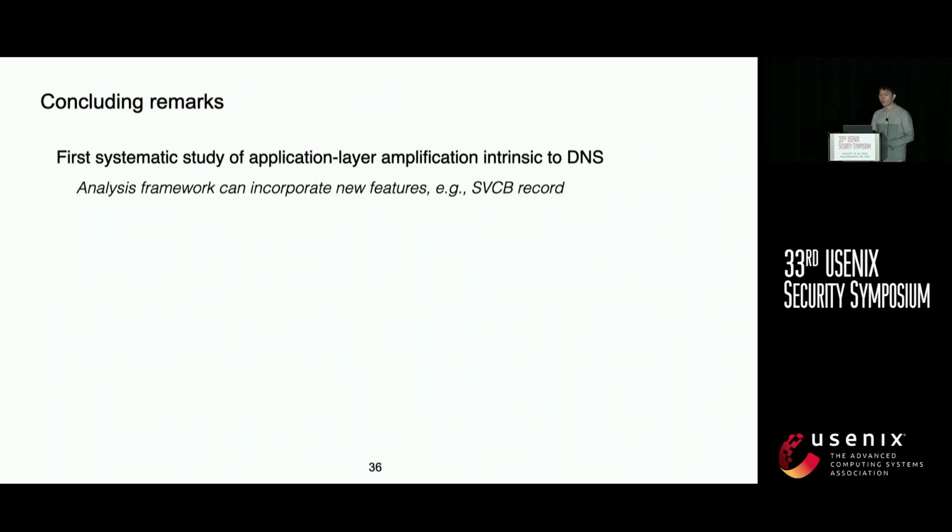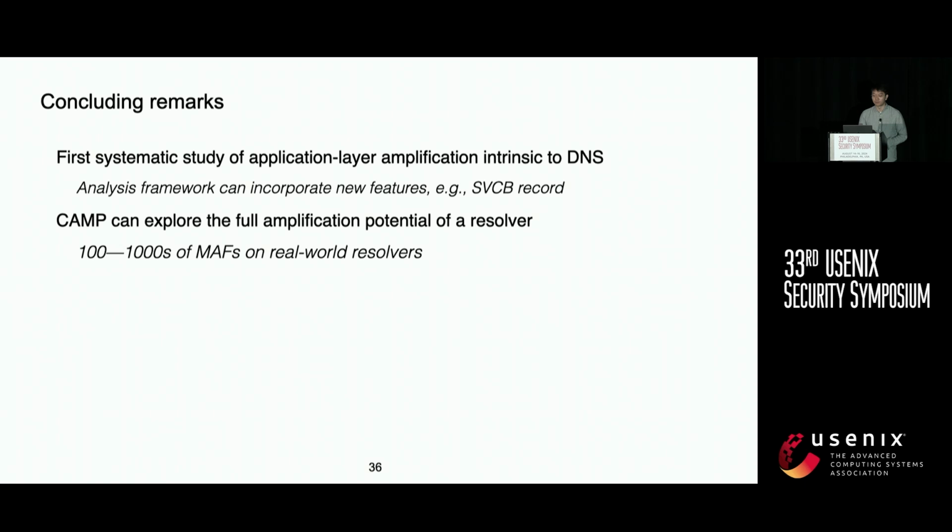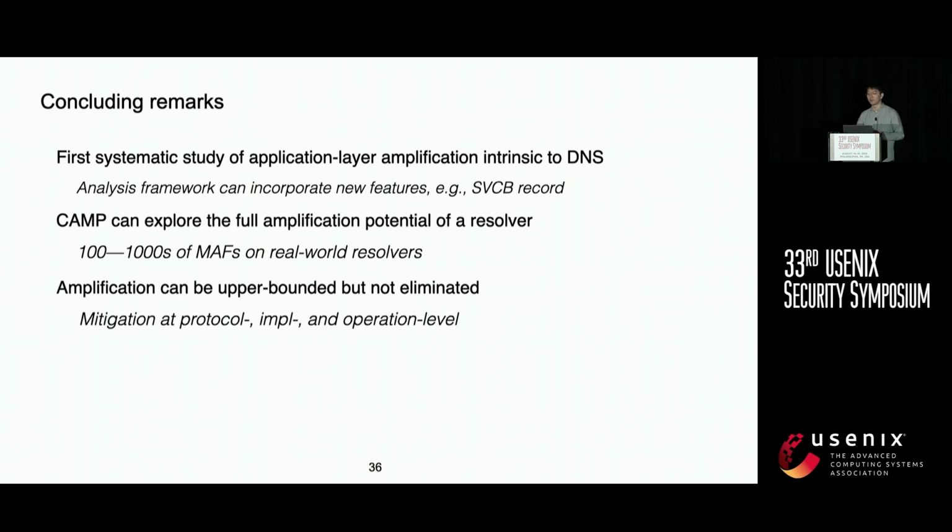To wrap up, we have done the first systematic study of application layer DNS amplification. Our findings, the CAM vulnerabilities, allow us to explore the maximum amplification power of resolvers. And the most effective way to mitigate CAM is actually to set a limit on the number of queries a resolver sends for each client request, right? But how to set a proper value for this limit still requires a lot of empirical study. And apparently it cannot be too small, right?